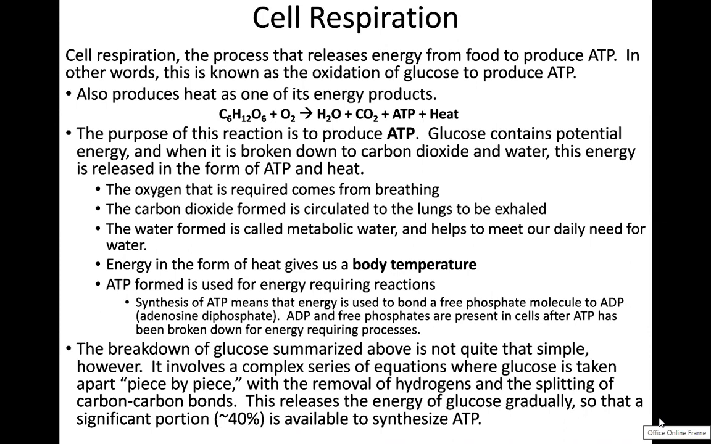Cellular respiration is the process of releasing useful energy from food in order to produce ATP. In other words, it's the oxidation. What's oxidation again? The removal of electrons and hydrogens from glucose. Ultimately, what we form is the main goal, ATP. But as we know, anytime we perform a chemical reaction, heat is a byproduct. Great thing is, and I've already mentioned this, the heat that we produce gives us a body temperature.